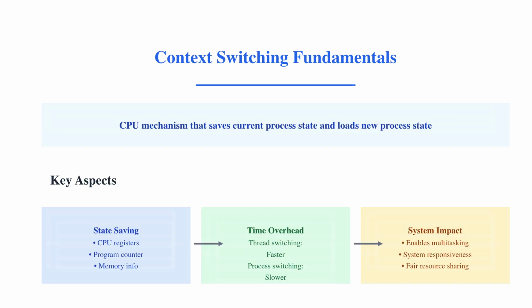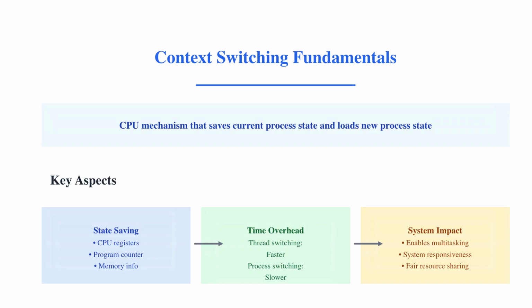Let's examine the key aspects that make context switching work effectively. During state saving, the system must preserve CPU registers, the program counter showing where execution stopped, and memory management information. This ensures the process can resume exactly where it left off. Time overhead is a critical consideration. Thread switching within the same process is much faster because threads share memory space, while process switching requires more work to change memory contexts.